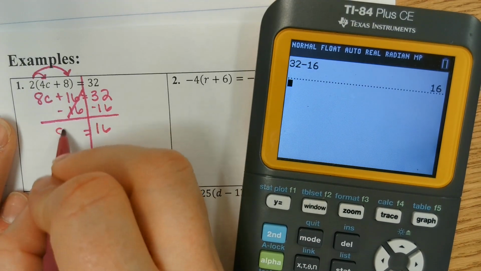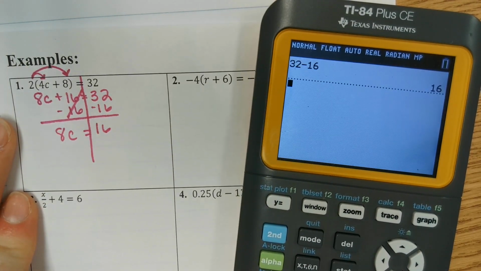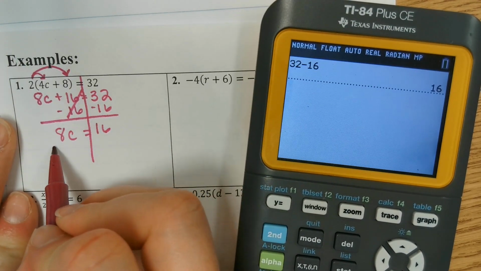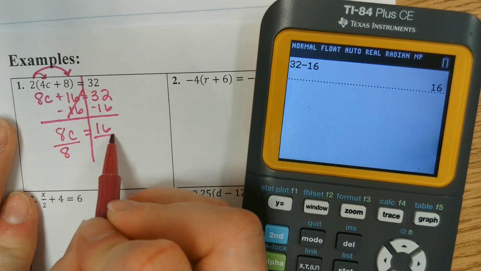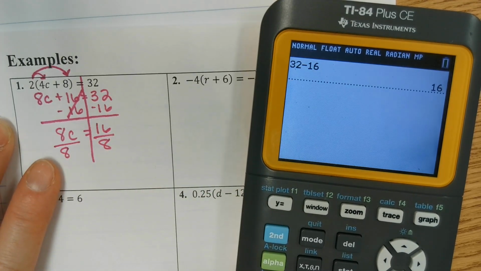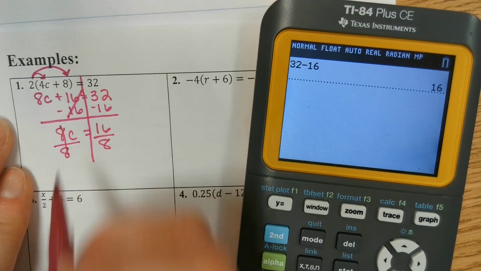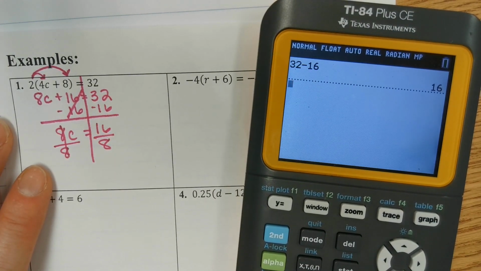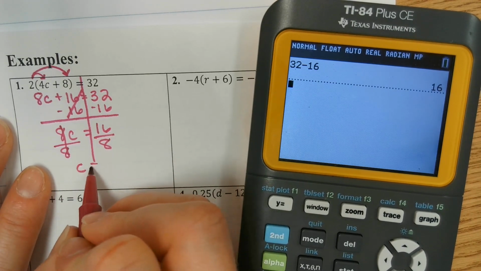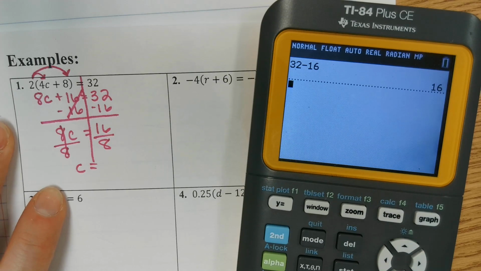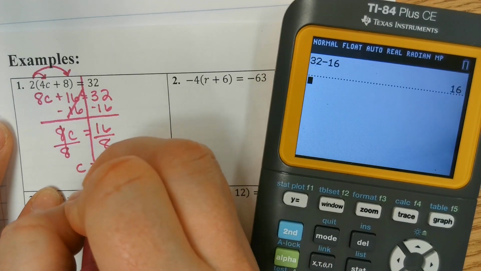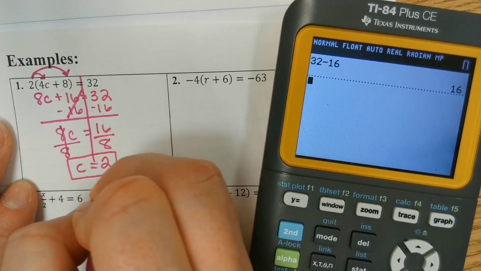Now we just have 8c equals 16. What's our last step? What does a line and a number under it mean? Divide, right? 8 divided by 8 is 1. It's like 8 friends, 8 cookies. Each person gets 1. So C equals 16 divided by 8, 2. Okay.